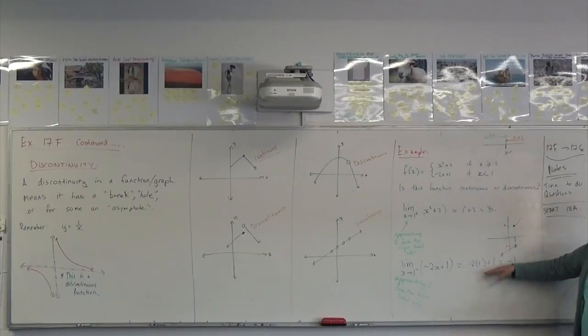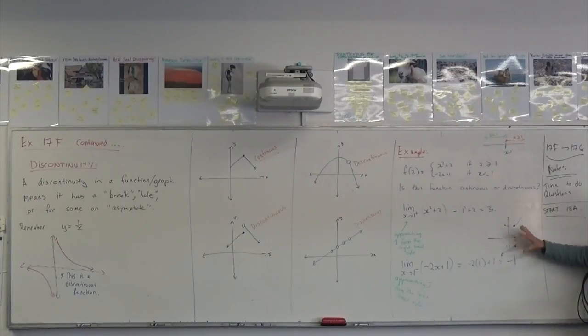So finding out the limit. If this ended up being equal to 3, then they would be at the same point, so it's continuous. Does that make sense? So if it's not at the same point, if these ones are different, then it's discontinuous. And that's how we finish off the question.